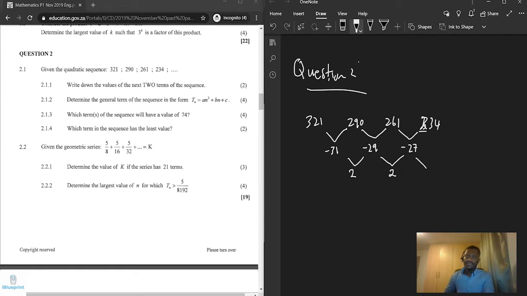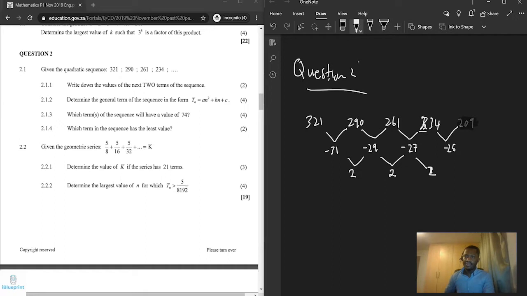So if you have to use this difference going forward, you're going to have negative 27 plus 2. So that's going to make it negative 25. Then you know that the next term will reduce by 25 to give you 209. Let's just highlight it in a different color. So that's the first term that we've calculated.